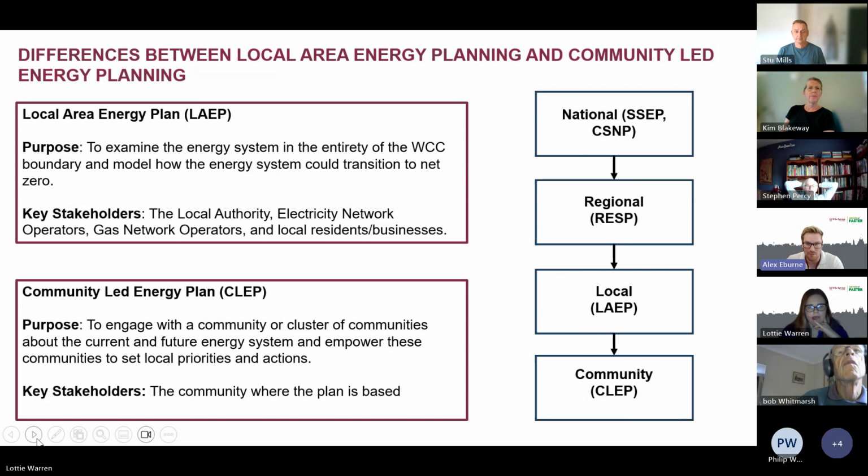First, just to capture what the differences are between a local energy plan and a community-led energy plan. As I noted in the earlier slides, a local area energy plan focuses on the entirety of the Winchester district. So it examines the energy system in its entirety, or the entirety of the Winchester City Council boundary, and it models how the energy system could transition to net zero. And there's lots of stakeholders involved in that process, ourselves taking a leading role in compiling that plan, but also electricity and gas network operators and local residents and businesses that consume quite a lot of electricity and gas.